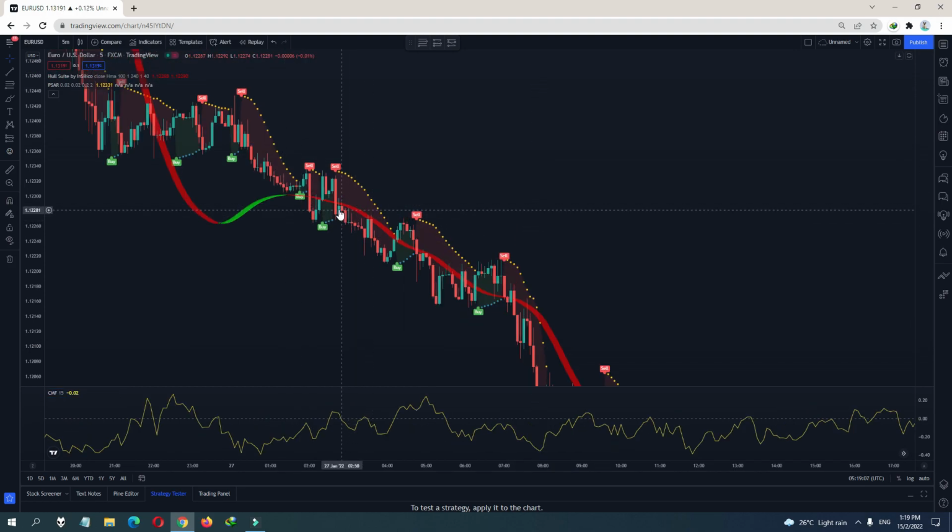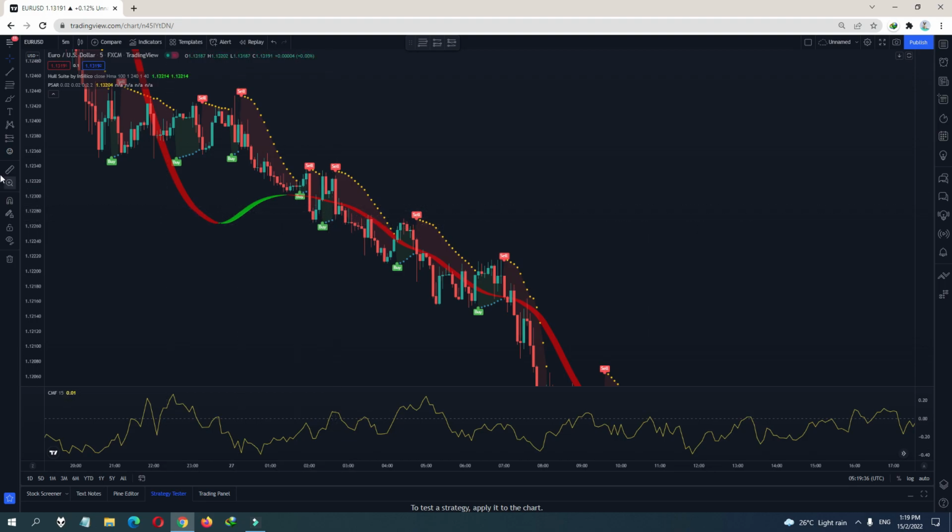For sell, you want the Hull Suite to be red, the Parabolic SAR to have a sell signal, and the Chaikin money flow has to be above the 0 line. Most people sell when the Chaikin money flow is below the 0 line, and to me it's too late, so I only sell when it's still above the 0 line. I do the opposite.